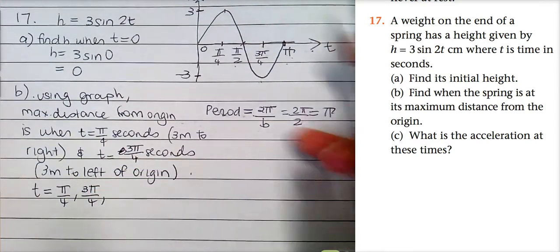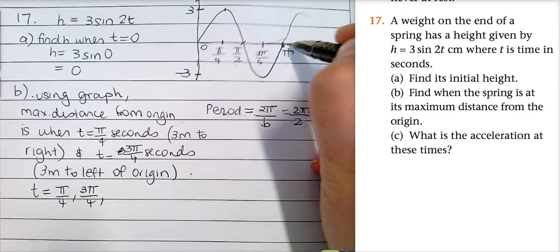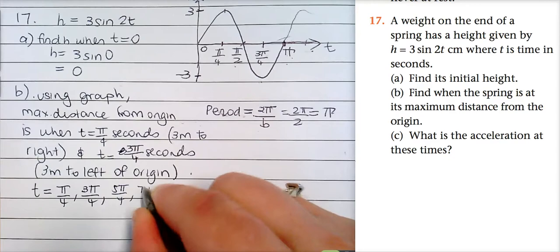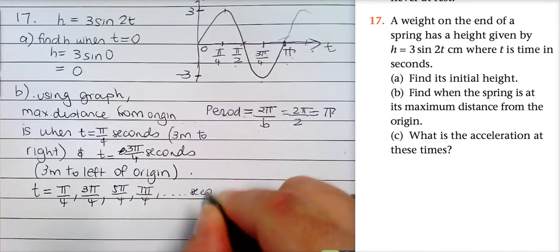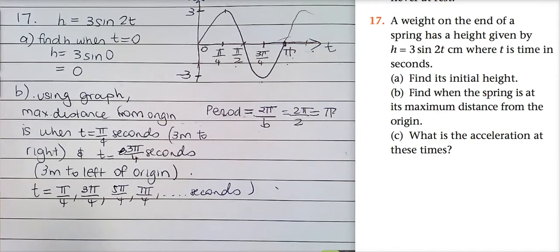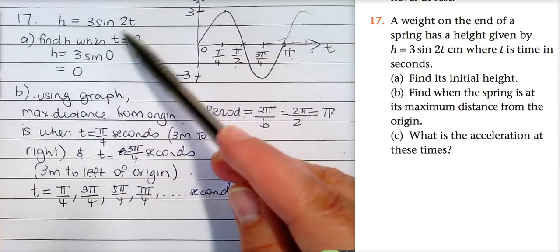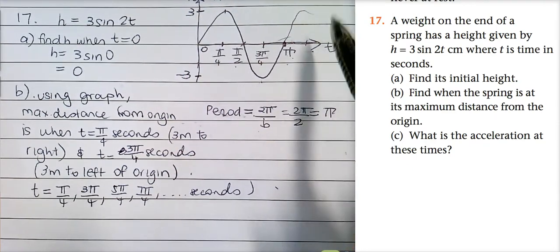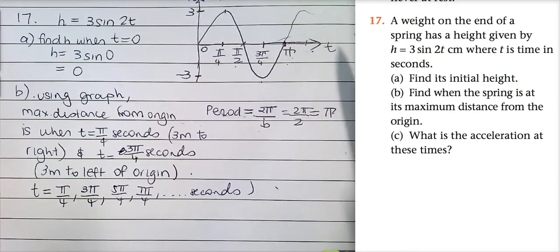If you did continue that, where do you think the next one will be? Up here? They've gone 5 pi on 4. The next one would be 7 pi on 4 seconds. Guys, if they're doing that, your best thing is to use the graph. If you don't want to use the graph, you're going to have to differentiate that, get the cos curve, put it equal to 0, find stationary points, then do both the maximum and the minimum and do the second derivative. It's just too much work. So no, we're not doing it.